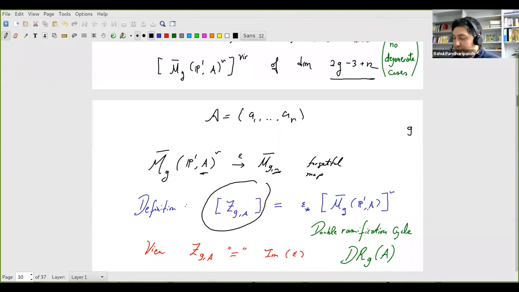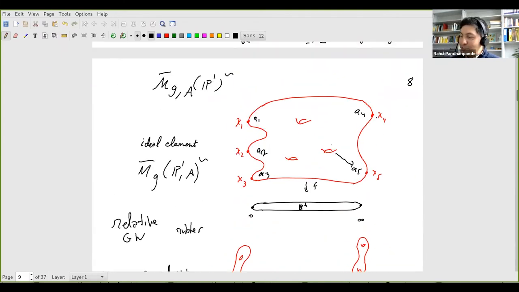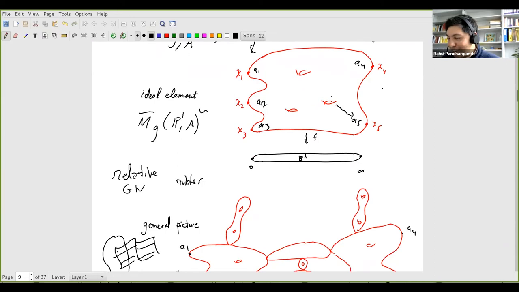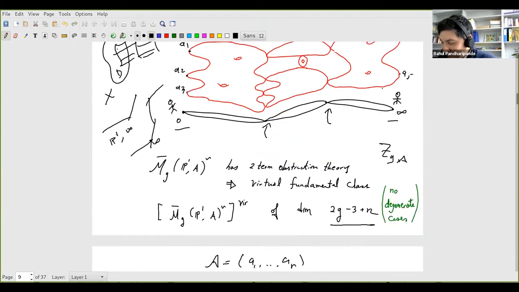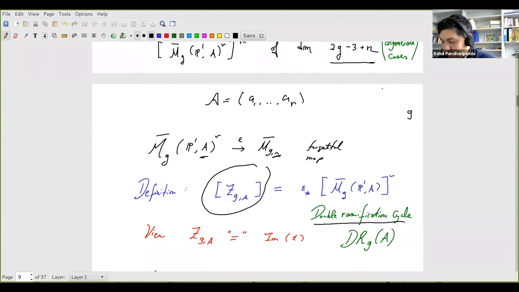So this is the first definition, and it had this name, double ramification cycle, which somehow stuck in the subject. And the reason it's called the double ramification cycle is because you have this picture here: you have ramification over zero and ramification over infinity, so it's double ramification. I'd say this maybe was not such a great name at the beginning of the subject, but it somehow stayed with us. And the usual notation is something like this: DR for double ramification, g for the genus, and just A, because A remembers n.